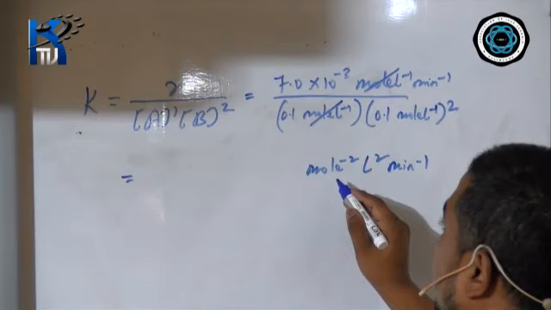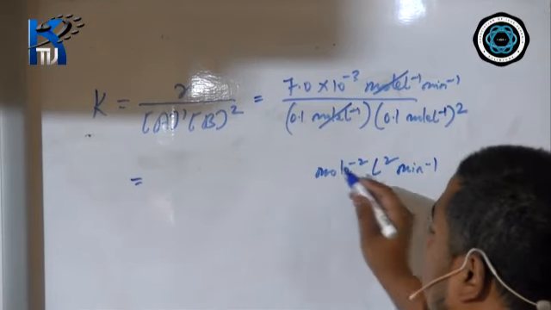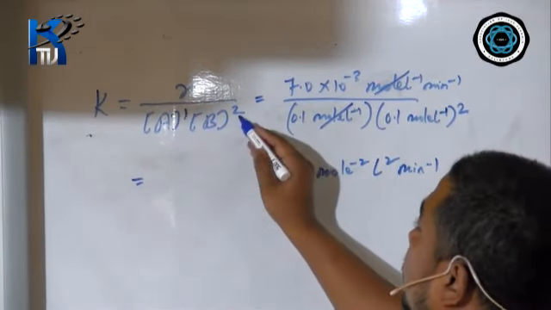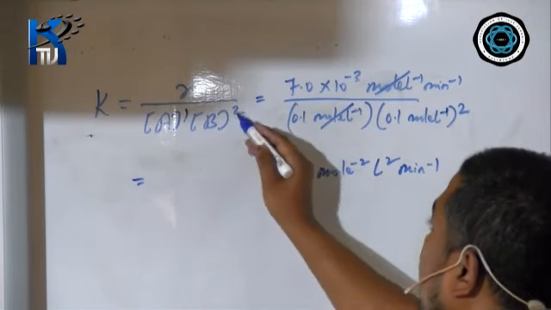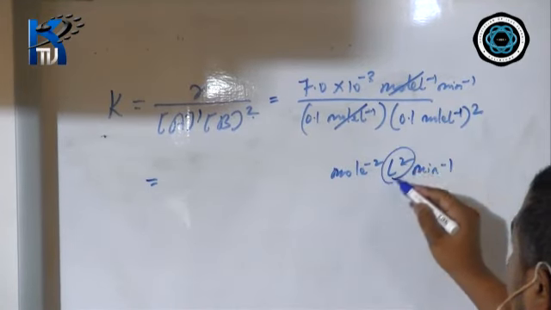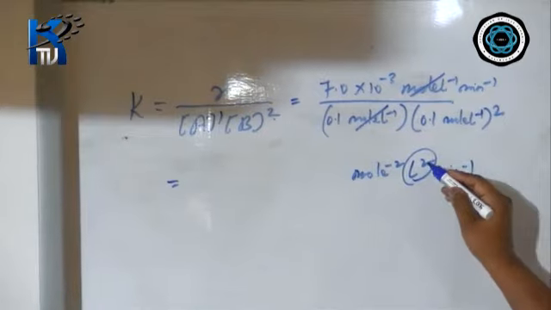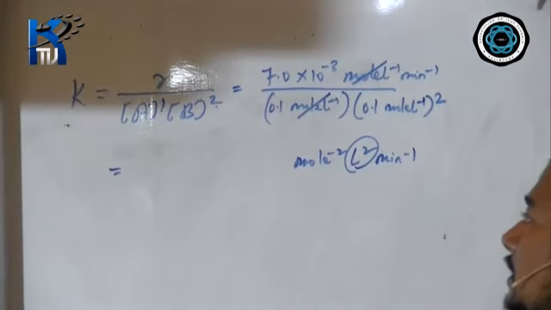Now to verify whether your unit has come correct or not, just now we came to know the overall order is 1 plus 2, that is 3. So it is a third order reaction, and if you see the power of the liter is again 2 here, add 1, so it becomes third order only. So that means our unit is correct.